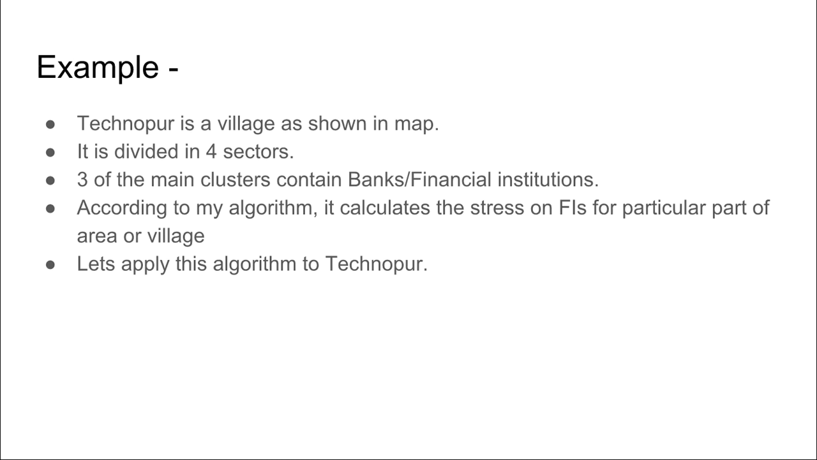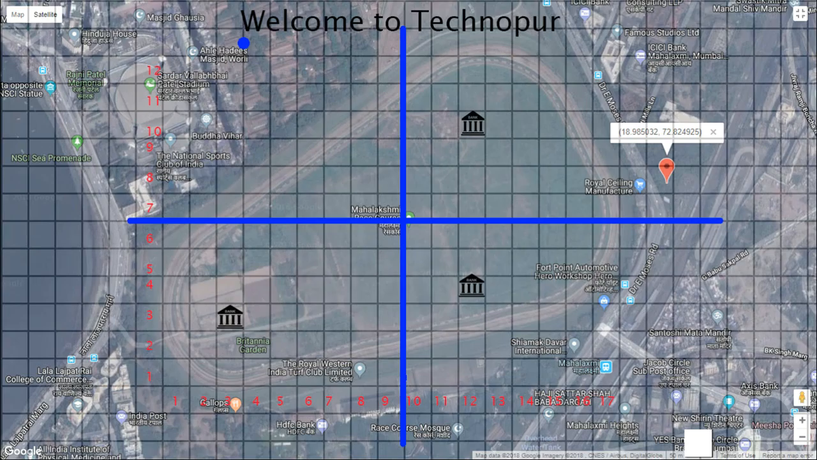Let's look at the example of a village named Technopur. Technopur is divided into 4 sectors, 3 of these sectors have financial institutions. According to my algorithm, the stress for a particular area is calculated. So let's apply the algorithm to Technopur.